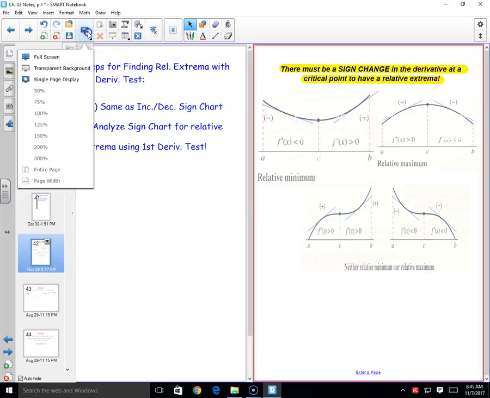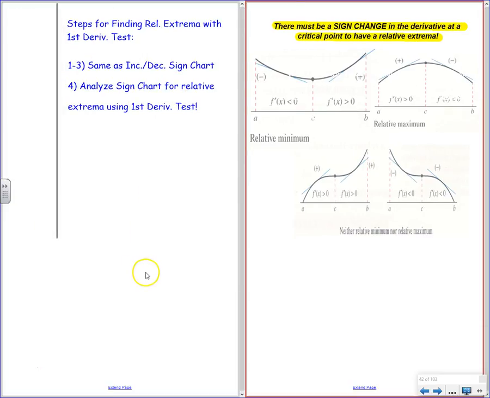If you guys want to sketch this, I suppose you can again. But check it on a sign chart. This would be my critical number, right? That's my c. The derivative's going to be a negative to a positive. What's going to exist there? A relative min. Does that make sense?